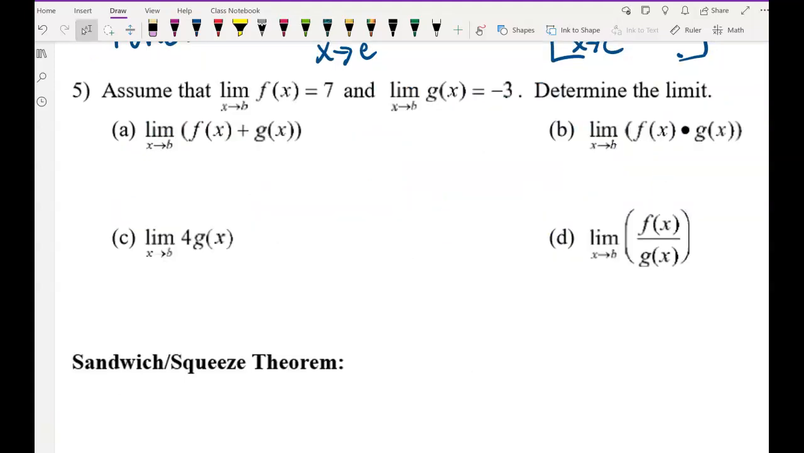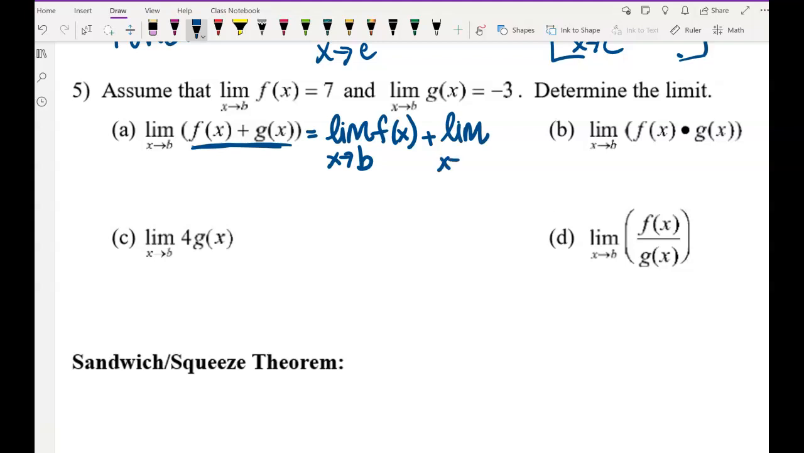Example 5, assume that the limit as x approaches b of f of x is 7, and the limit as x approaches b of g of x is -3. Find the limit of a, b, c, and d. As you can see, A says the limit as x approaches b of the addition of the functions. By definition, we can find them independently first, since we don't know what f of x is and we don't know what g of x is. We just have to use our property from above to find the answer.